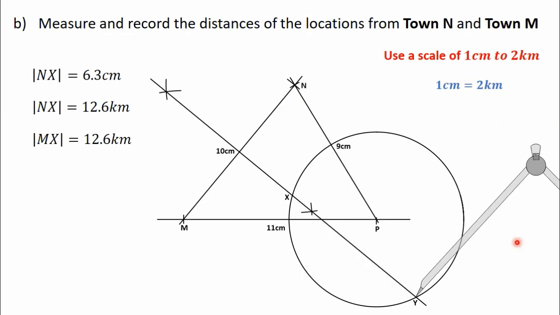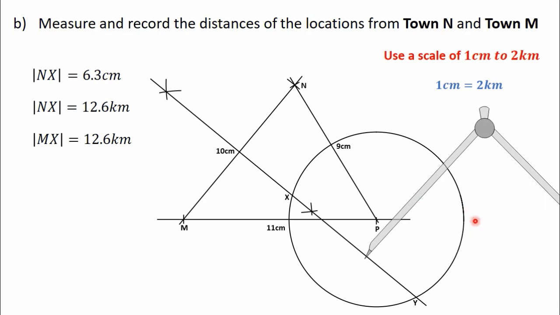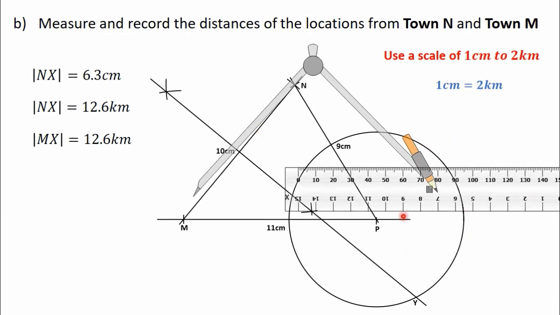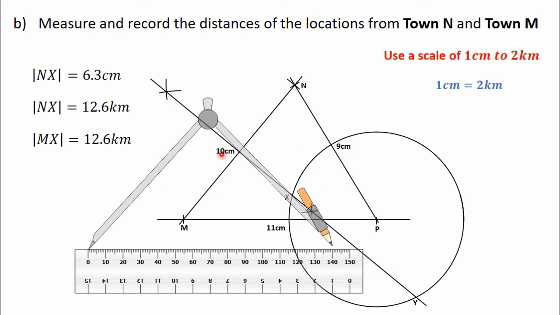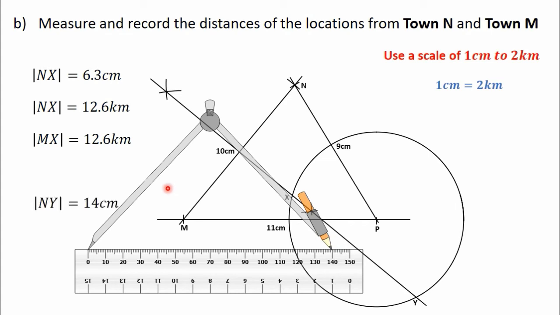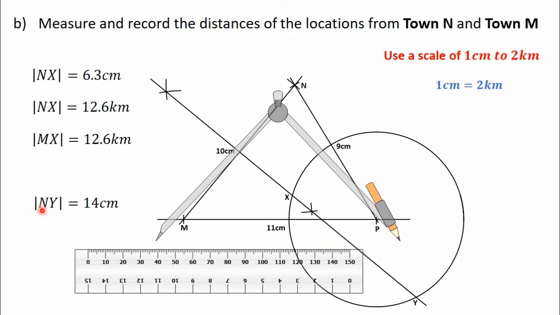To get the actual distance, I'll have to read it on the ruler. So I'll pick the ruler, then I'll put the needle of the compass on point 0. Then, after I've done that, I'll read the point where the part of the compass holding the pencil meets the ruler. On my ruler, it meets the ruler at 140 millimeters. 140 millimeters is 14 centimeters. What this means is that the length of NY is 14 centimeters.